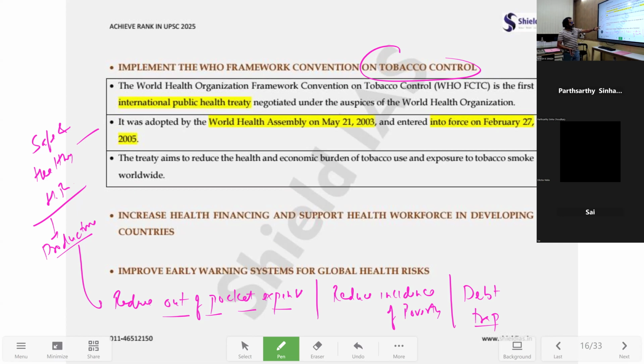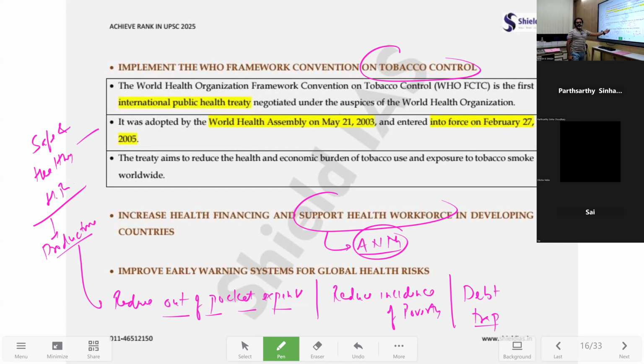And next requirement is increase health financing and support health workforce in developing countries. Health workforce, we know ANM, auxiliary nursing midwives, we call them. So these are the health workers, ASHA workers, ANM. Other health staff in the primary health centers, community health centers, they require regular training. Deployment and training is a regular requirement.